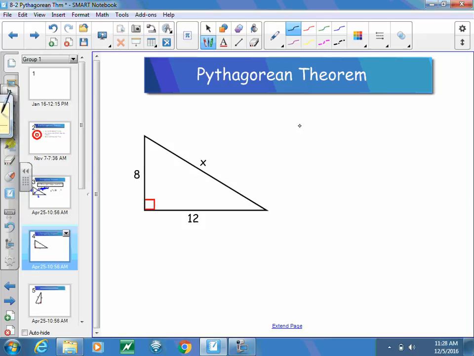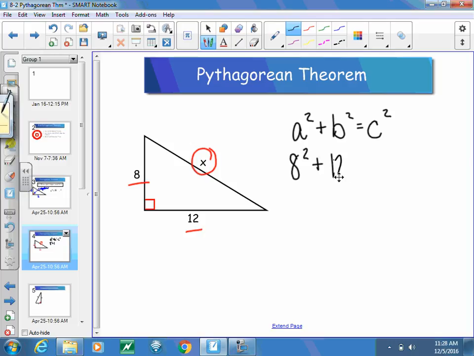So here's an example. We have 8, 12, and x. And what we're trying to do here is solve for x. I see that it's a right triangle. With the right triangle here, my x is the hypotenuse, so that's going to be our value of c. My a and my b are going to be the 8 and the 12. It does not matter where the 8 goes or where the 12 goes, as long as they are your a and your b.